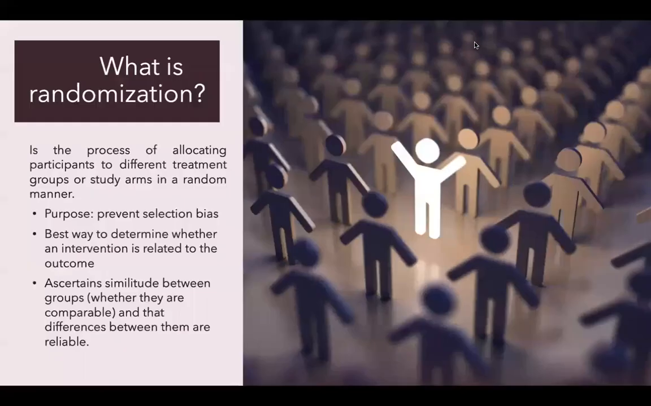So what is randomization? Randomization is the process of assigning study subjects to interventions or different treatment arms in a random manner. The main purpose of it is to prevent allocation bias, which is a type of selection bias. It is the best way to ascertain that the intervention that is being tested is related to the outcome of interest and that treatment arms are balanced between them.